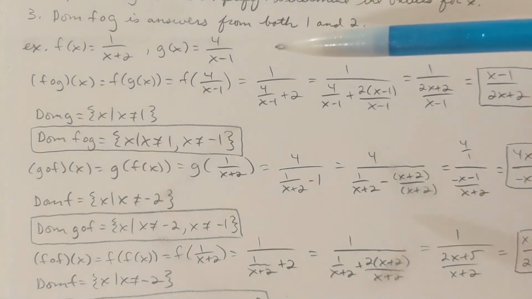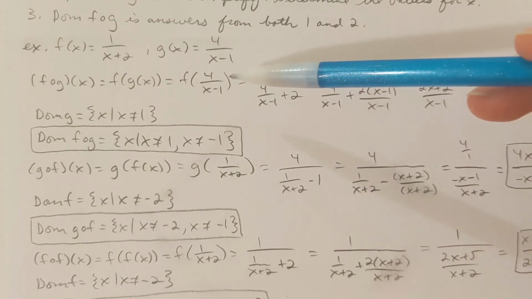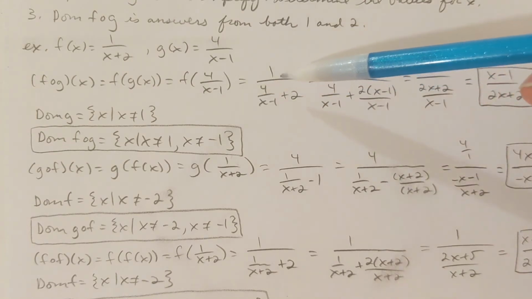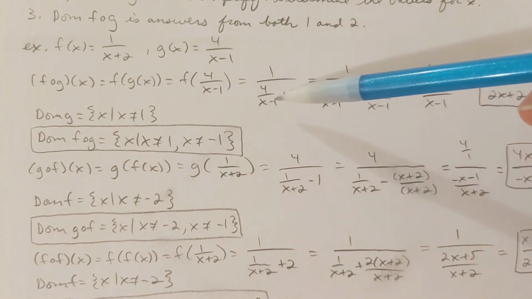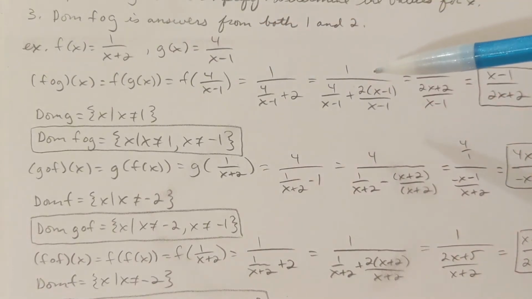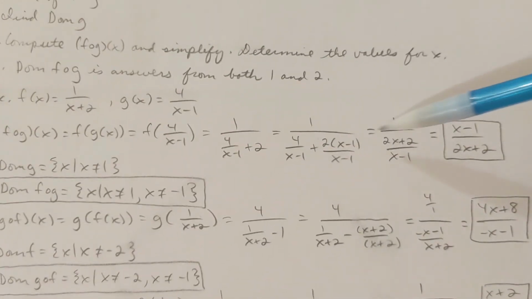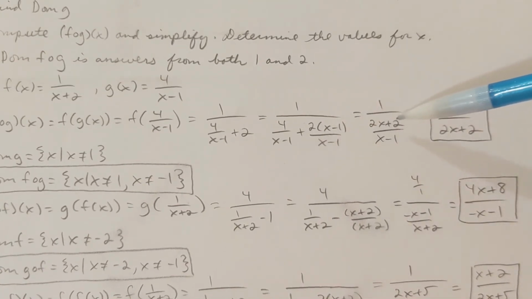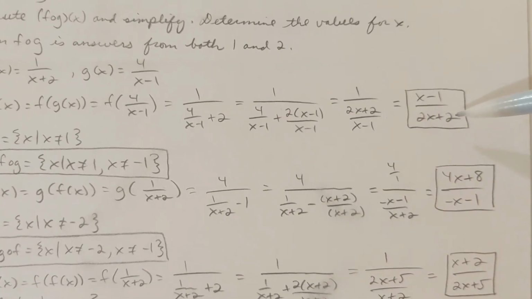Okay, f composed g is f of g of x, which is equal to f of 4 divided by x minus 1. So I get, here's f, 1 over 4 over x minus 1 plus 2. Okay, 2 is the same as 2 times x minus 1 over x minus 1. Get my common denominator there. So I got 1 over 4 plus 2x minus 2. 4 minus 2 is 2, 2x plus 2 over x minus 1. When I flip that, I get x minus 1 divided by 2x plus 2.